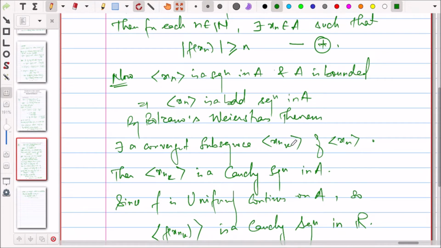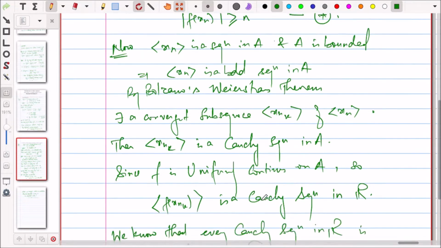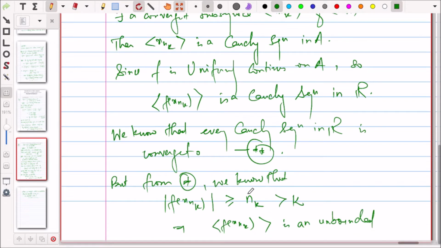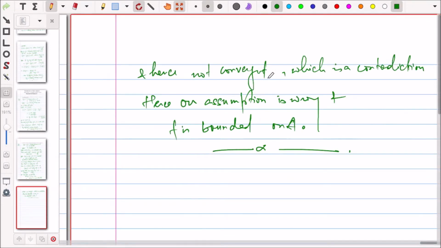Now x_{n_k} being a convergent sequence, it is a Cauchy sequence. So x_{n_k} is a Cauchy sequence in A. Because f is uniformly continuous on A, by a result that we have done in the continuous extension theorem, f of x_{n_k} is a Cauchy sequence in R, and we know that every Cauchy sequence in R is convergent. But f of x_{n_k} is greater than or equal to n_k, which is greater than k, and this implies f of x_{n_k} is an unbounded sequence, which contradicts the fact that f of x_{n_k} is a convergent sequence. So hence our assumption is wrong and f is bounded on A.